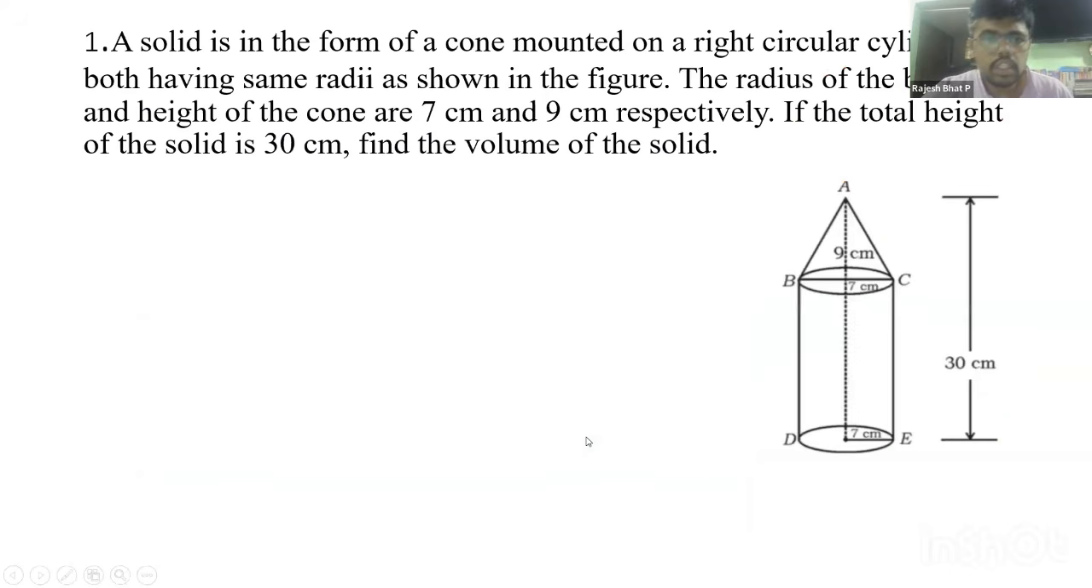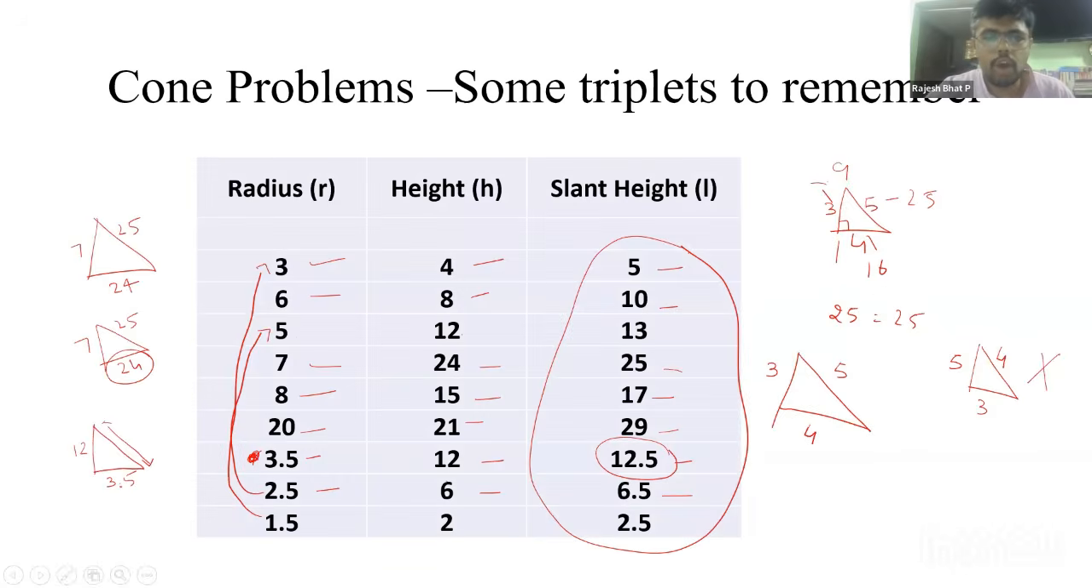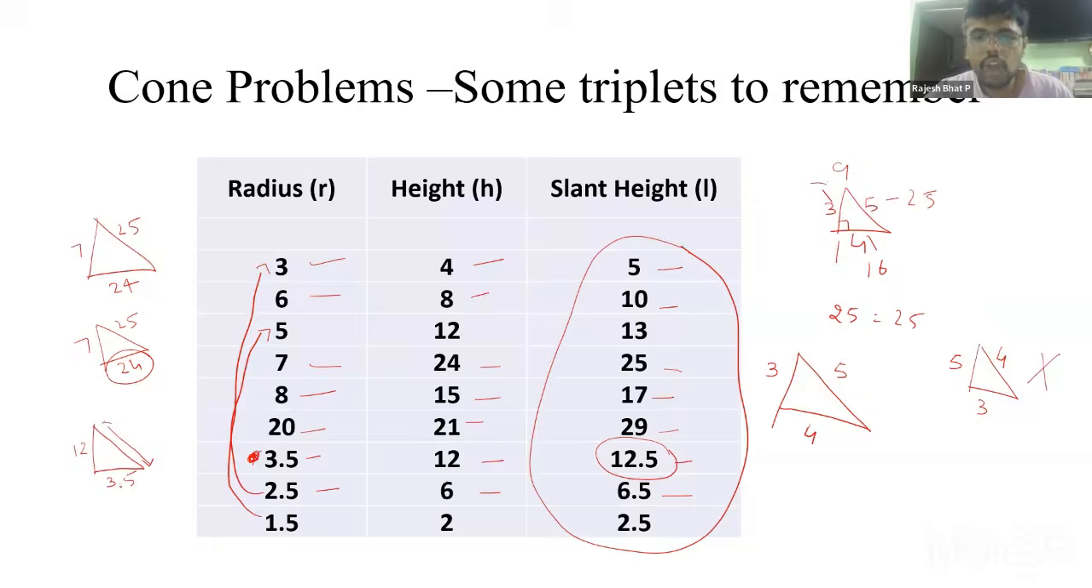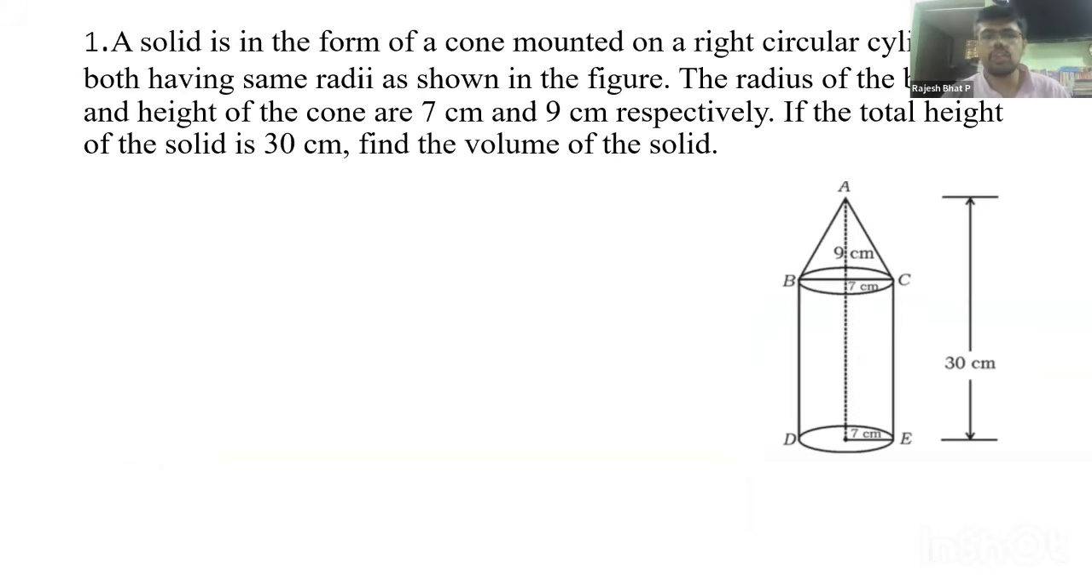Now let's go to the first problem one by one. So these steps I'll come again, means when I solve, I'll go step by step. The first thing that you should do in the exam is draw the diagram. Read the question first. So what is the question? It says there is a solid in the form of a cone mounted on a right circular cylinder. Don't worry about "right circular"; even if this statement is not given, obviously it will be right only.